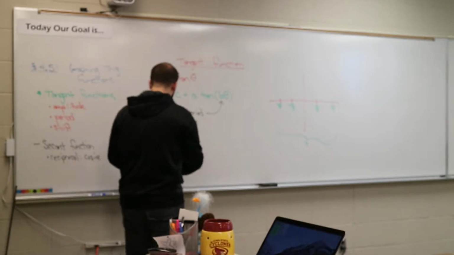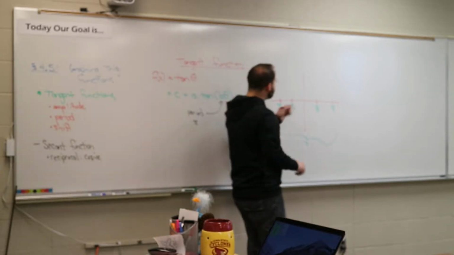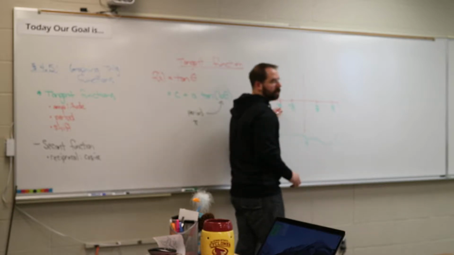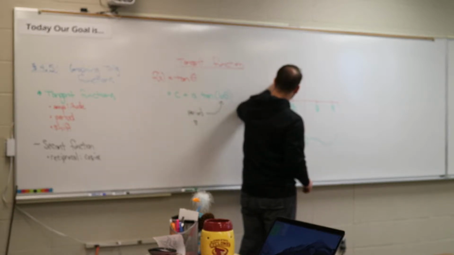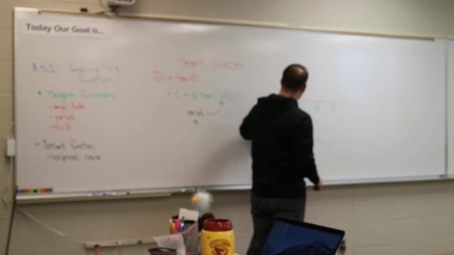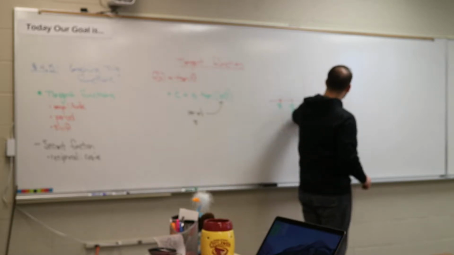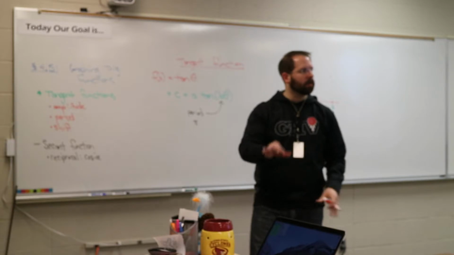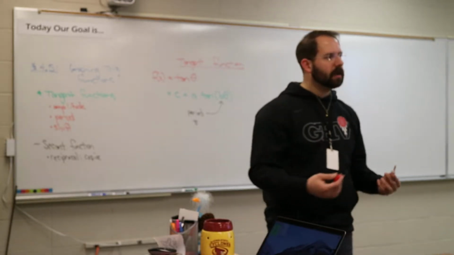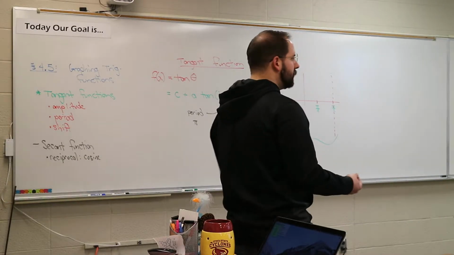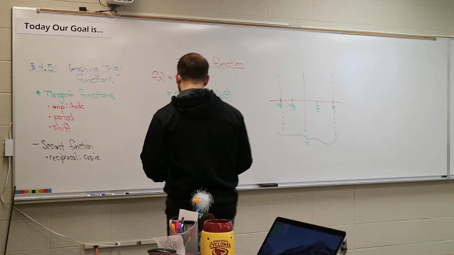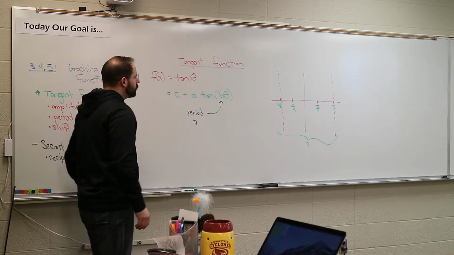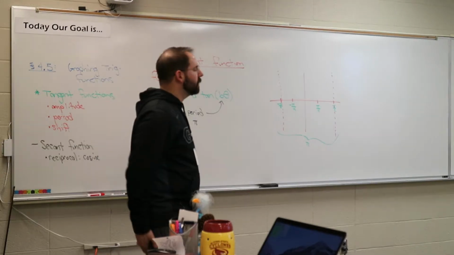Now, on tangent, at 90 degrees and negative 90, there is an asymptote. There's an asymptote on the far edges. If you were to type in tangent of 90 in your calculator, it would say undefined, domain error, whatever it is, because you can't actually take 90 degrees in tangent. So you'll have undefined points on the outsides.